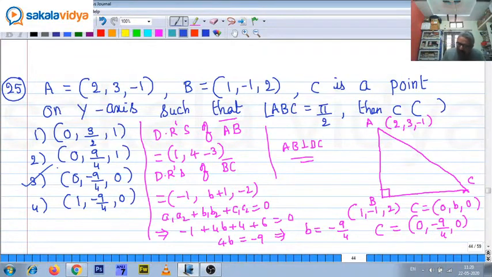Yes, you can also apply AB square plus BC square is equal to CA square. You will get it, don't worry. You can solve it in 3 ways: the vector method, the DC's and DR's method, or even the Pythagoras theorem.